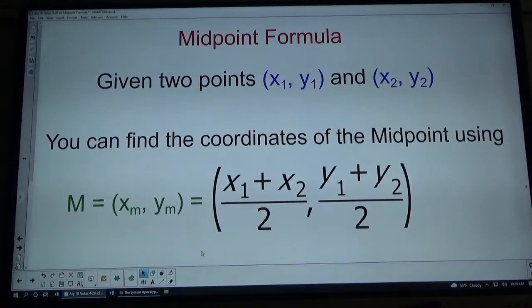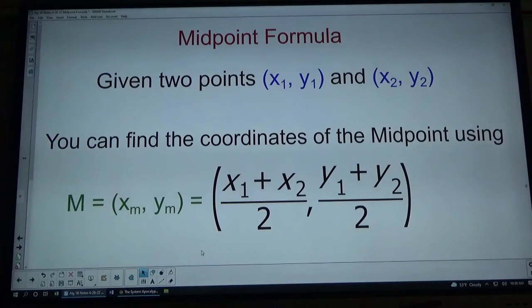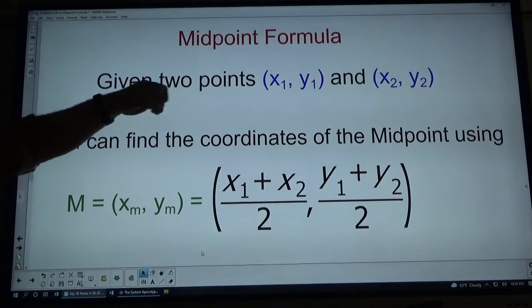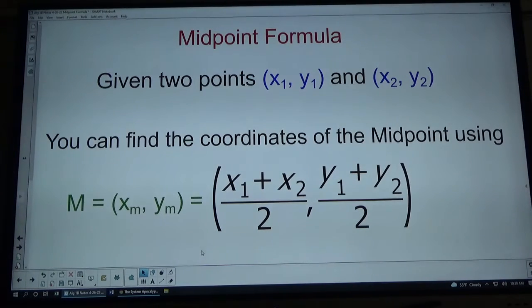Welcome. Today's topic is the midpoint formula, how to use the midpoint formula to find the midpoint of a segment given the two coordinates that are the endpoints. So, given two points, x sub 1, y sub 1 and x sub 2, y sub 2, you can find the coordinates of the midpoint using this formula.